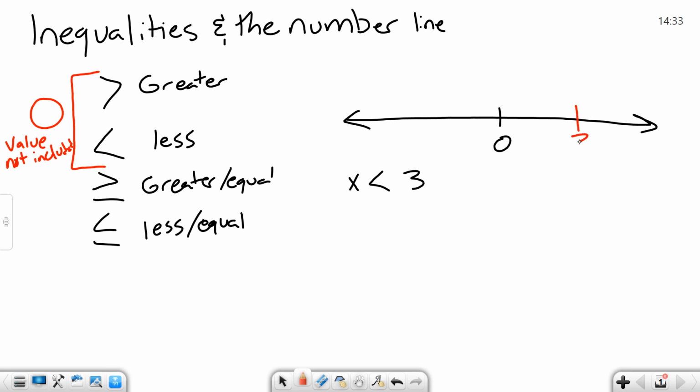So if we go to 3, we're going to put an open circle there, and then we draw an arrow. The arrow is going to be based off of where our numbers for possible answers are. Since it's less than, we draw an arrow pointing to the left. Remember, smaller to larger.